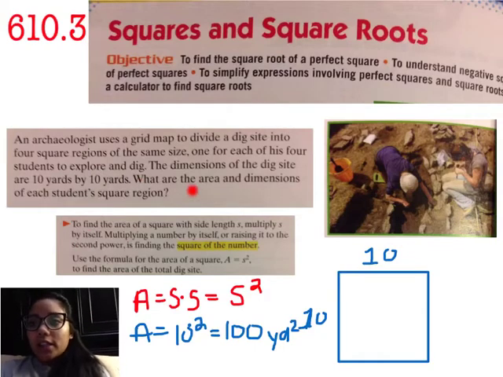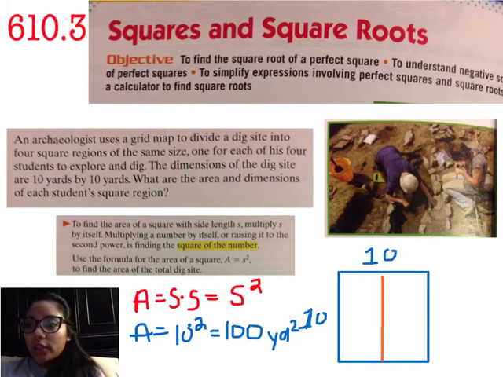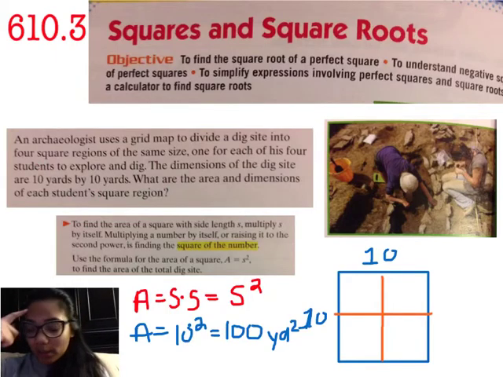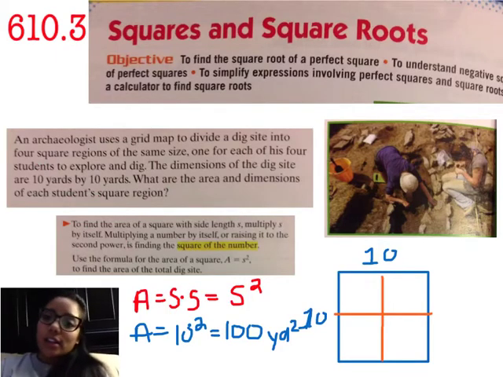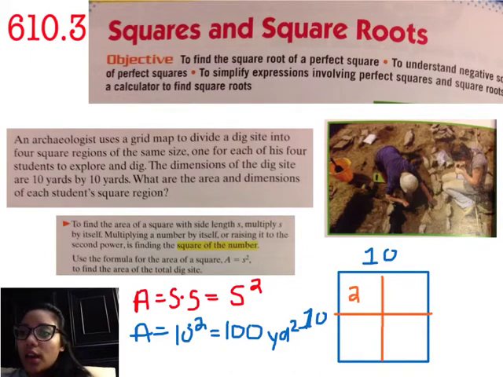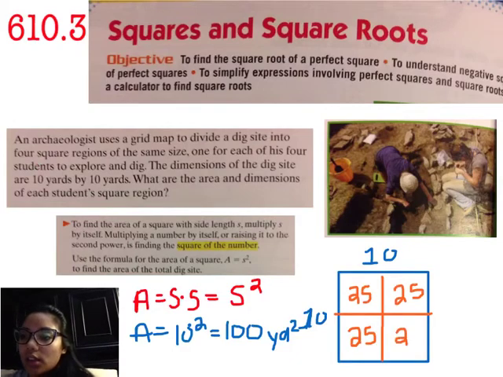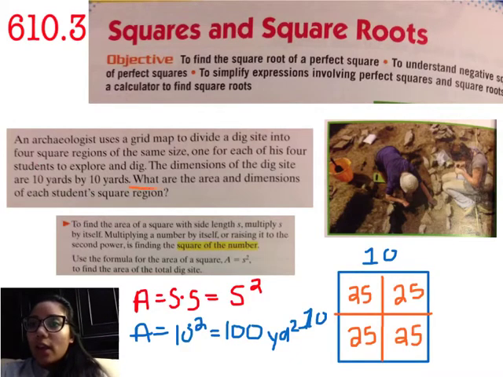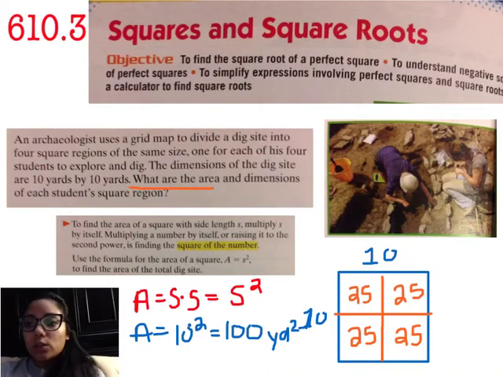Okay. So, what are the area and the dimensions of each student's square region? Well, we know that this total inside is 100 square yards. So let's look. It says one for each of his 4 students to explore and dig. So that means I have to divide this up into 4 even spaces, which means that 100 divided by 4, which I'm going to do mentally because I should know that it's 25 square yards. So then I know that this is 25, this is 25, this is 25, and this is 25. So I know that the area they're looking for is 25 square yards.